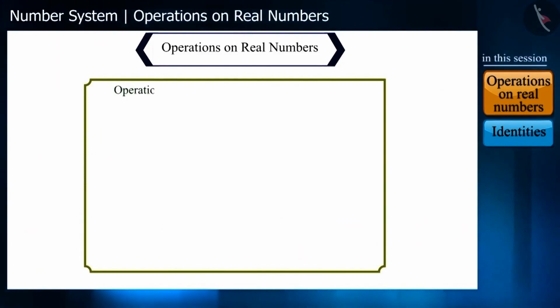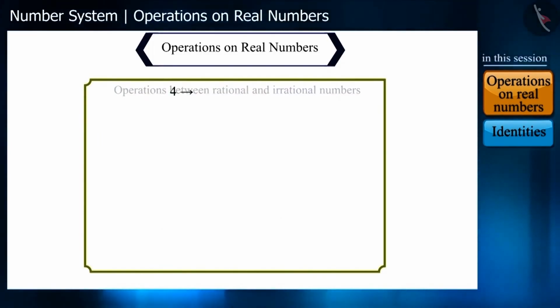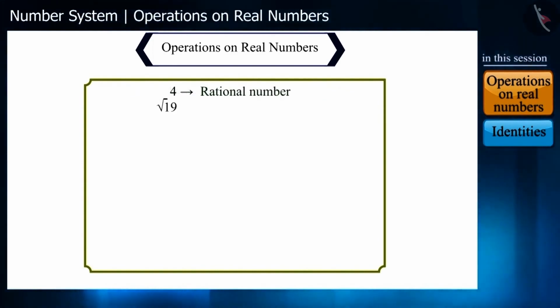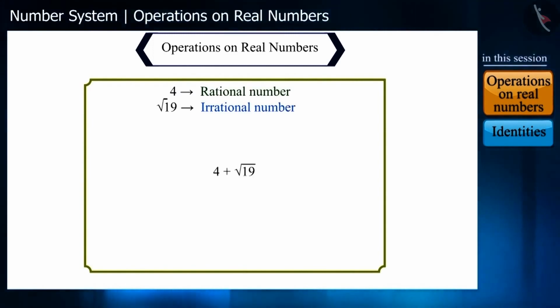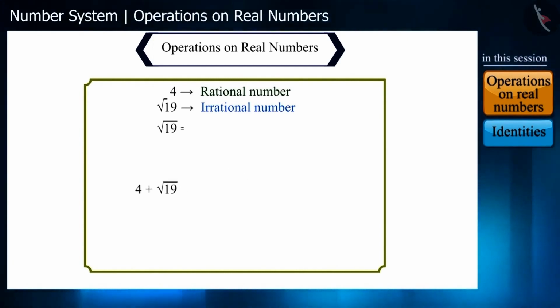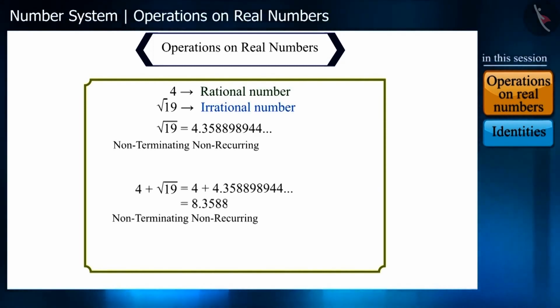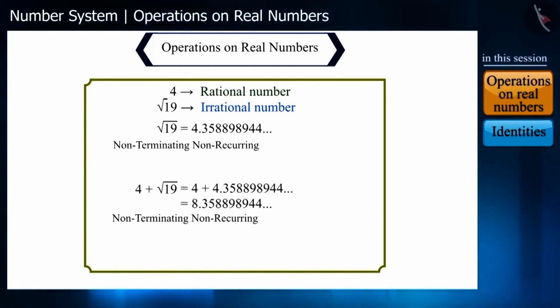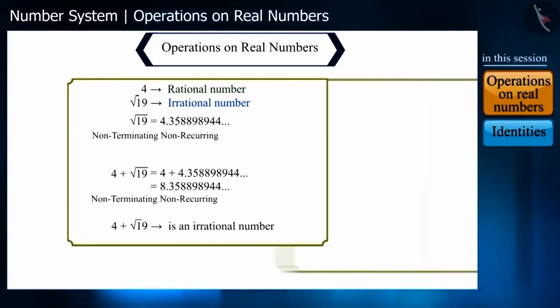Now let's learn these operations between rational and irrational numbers. 4 is the rational number and root 19 is an irrational number. Can you tell on adding the two, will we be getting a rational number or an irrational number? The decimal form of root 19 is non-terminating, non-recurring. Therefore, the decimal form of 4 plus root 19 will also be non-terminating, non-recurring. That means this is an irrational number.